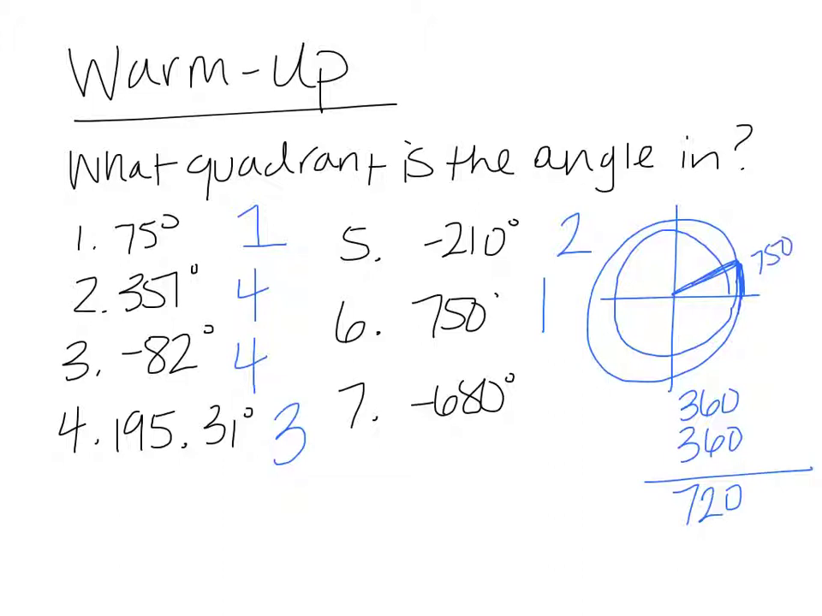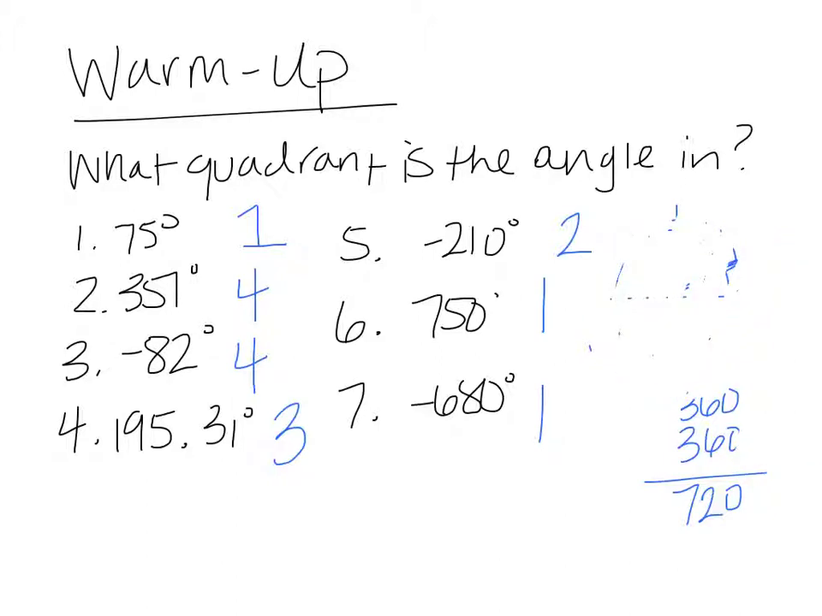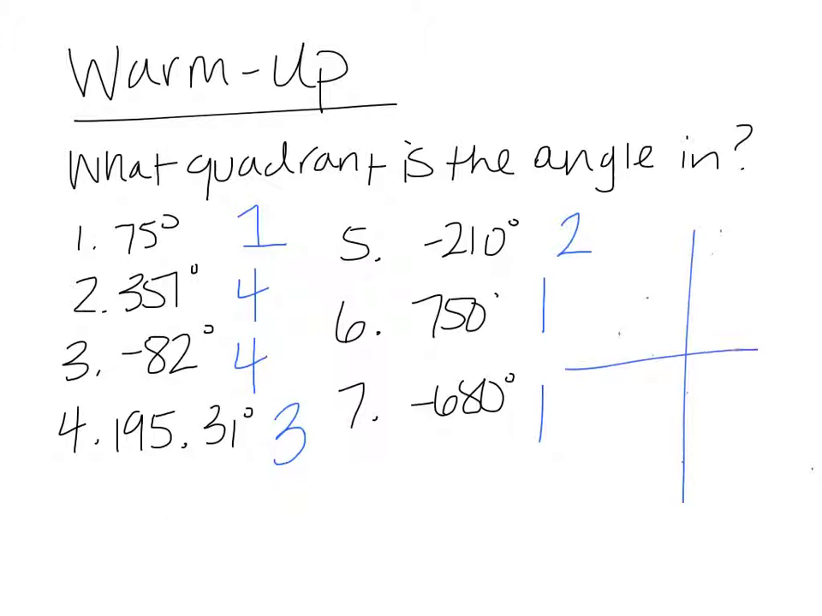What about negative 680? Which quadrant? It's the first quadrant. Okay, negative 680. Let me sketch that one. All right, if it's negative, what direction are we going? Clockwise.